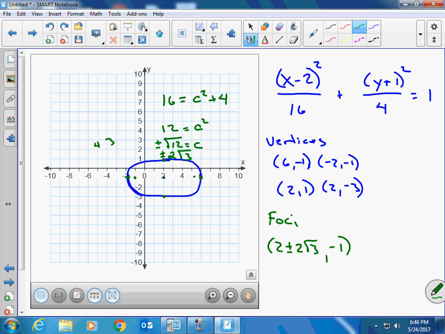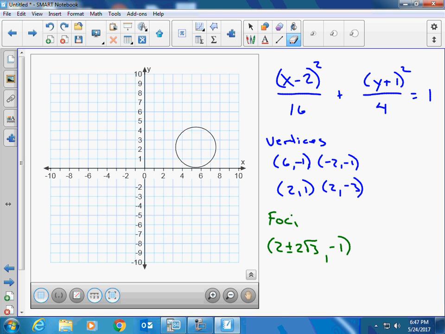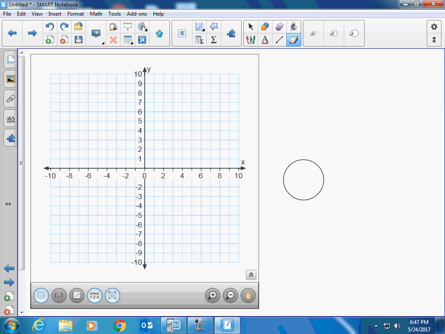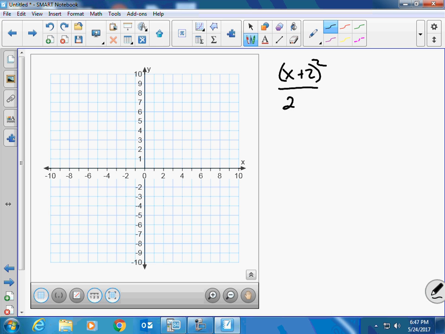Let's do one more. And then I got one more hard one for you. Let's practice one more, though. All right, we have x plus 2 squared. All right, give it a try.